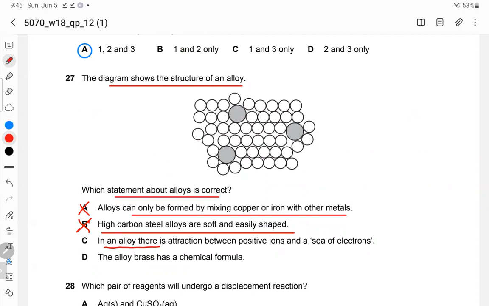In an alloy, there is attraction between positive ions and a sea of electrons. Yes, it can be correct. The alloy brass has a chemical formula. No, brass has no chemical formula because it's an alloy. So C is the correct answer.